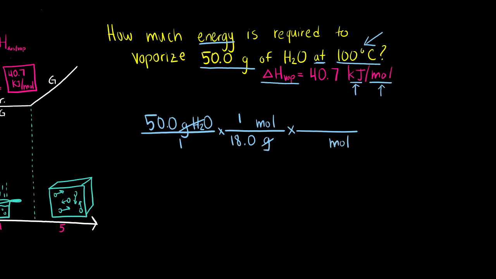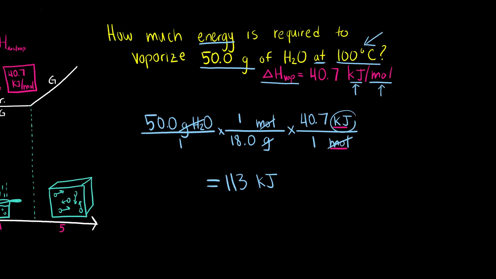For water, the heat of vaporization is 40.7 kilojoules. If you look carefully, you do already have a ratio right here, kilojoules in moles. At this point, put your 40.7 kilojoules, because that's how much energy is required to vaporize 1 mole of water. And the answer will be 113 kilojoules of energy are required to vaporize 50 grams of water at 100 degrees Celsius. Notice how I did not use 100 degrees Celsius in my equation. I can't use Q equals mc delta T.